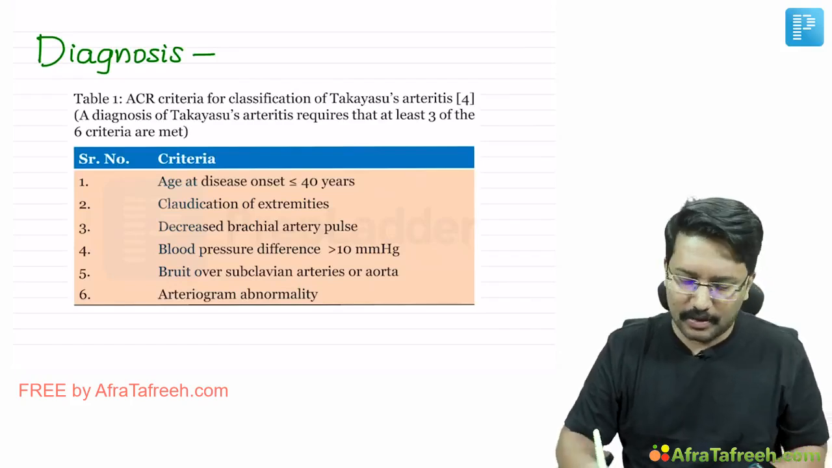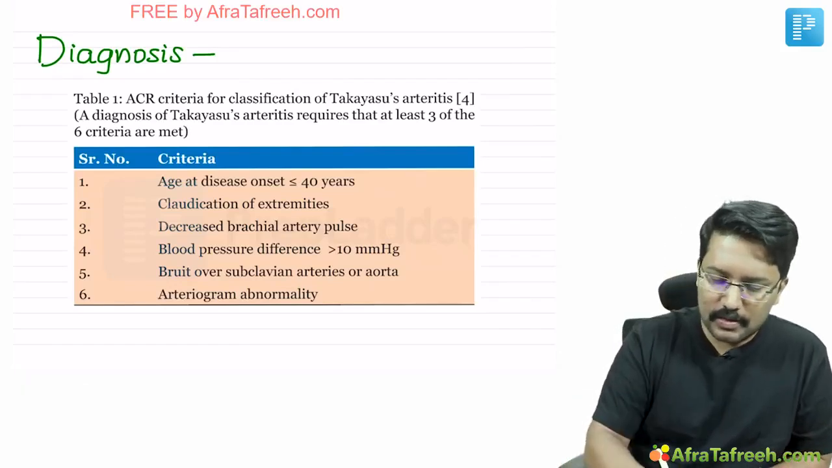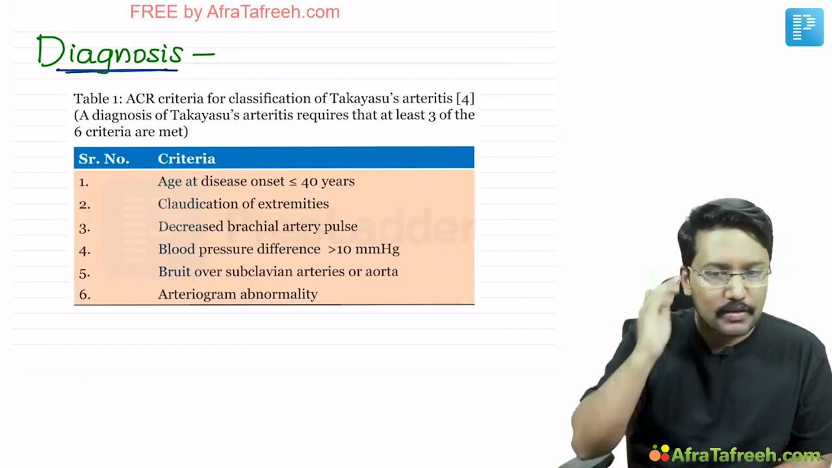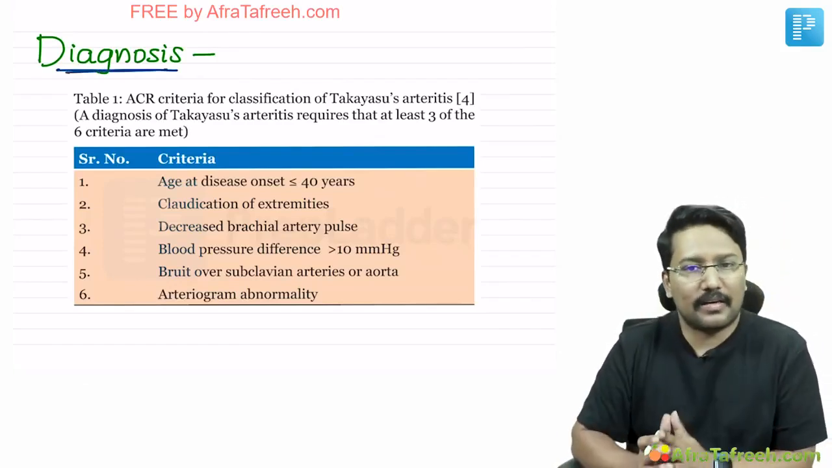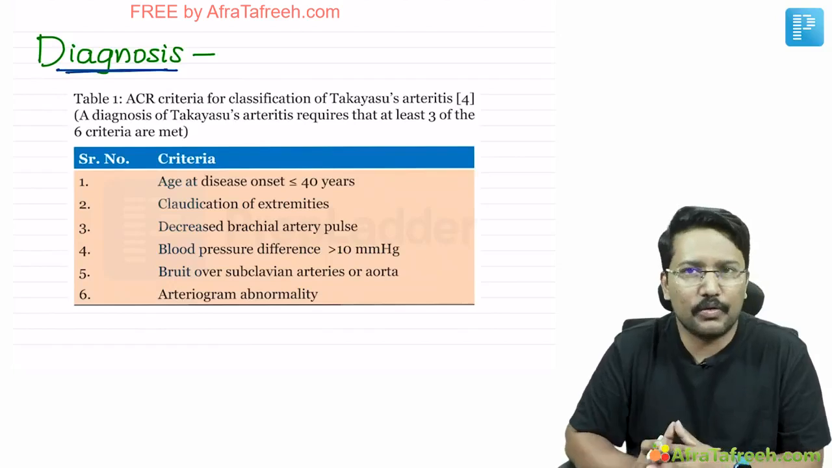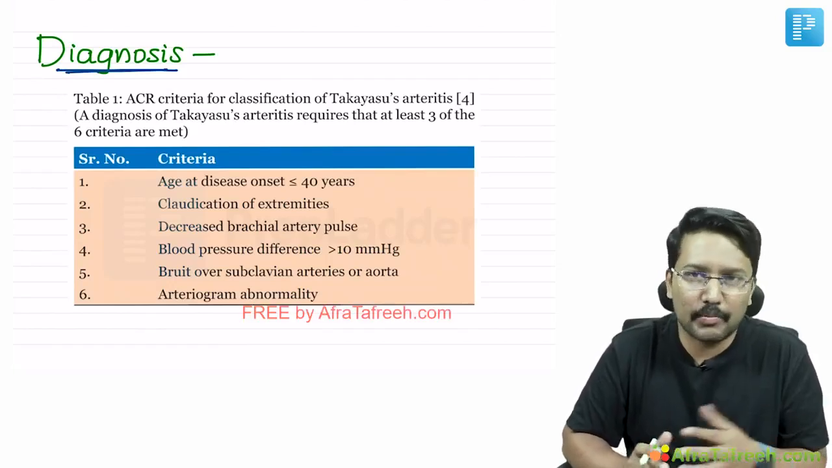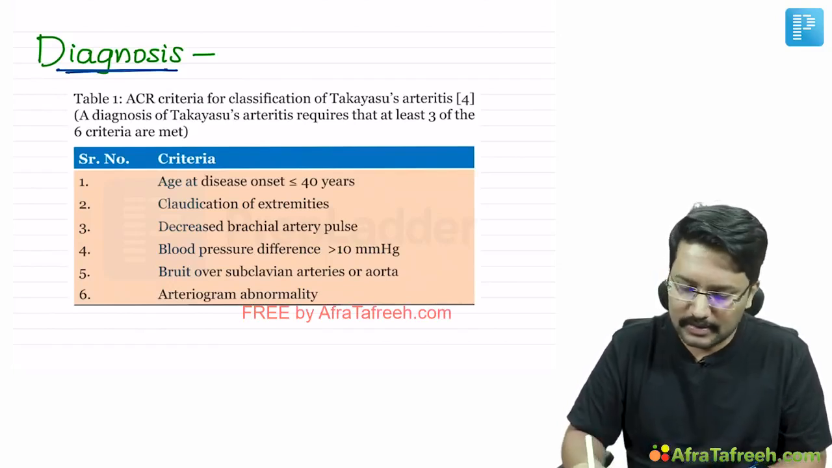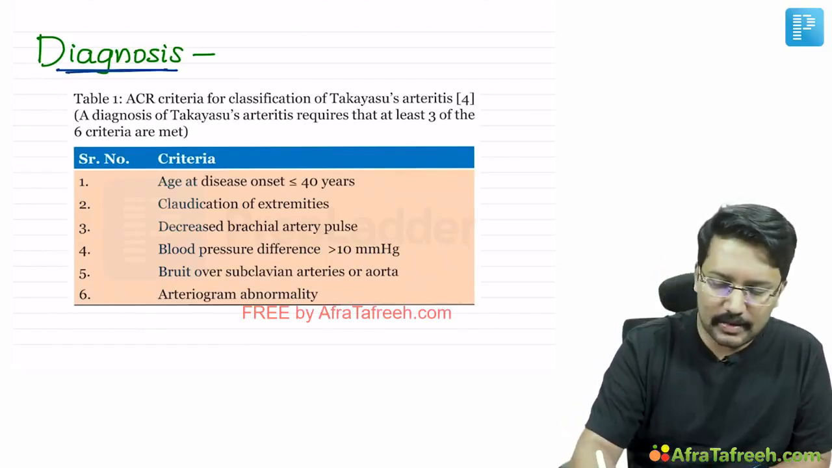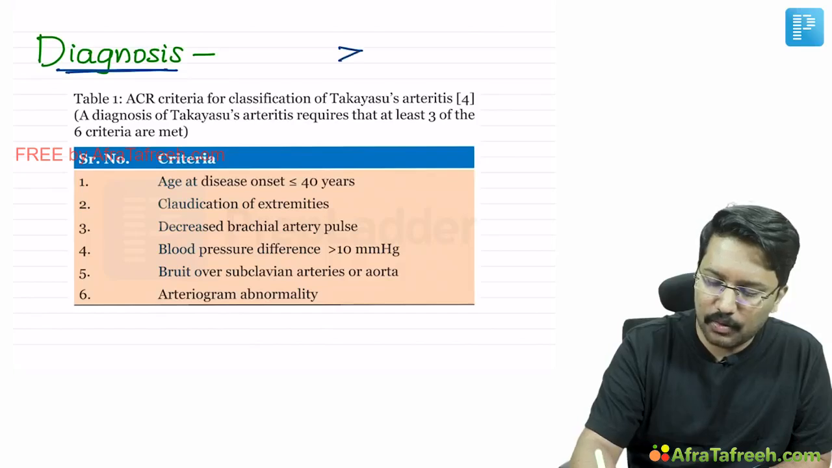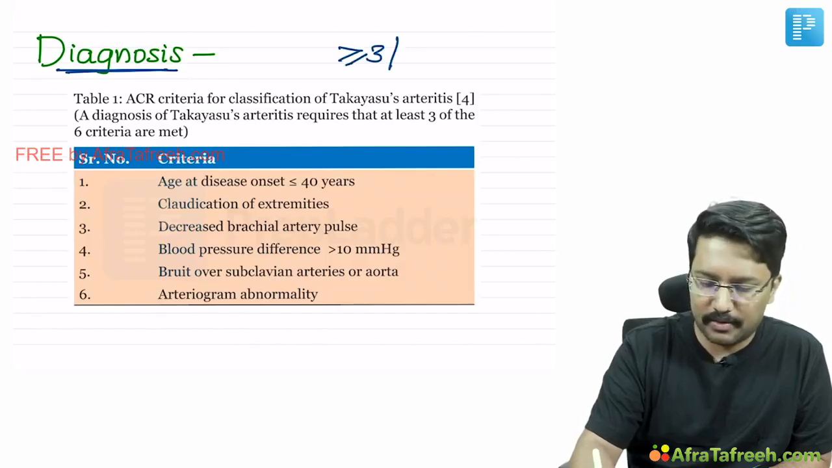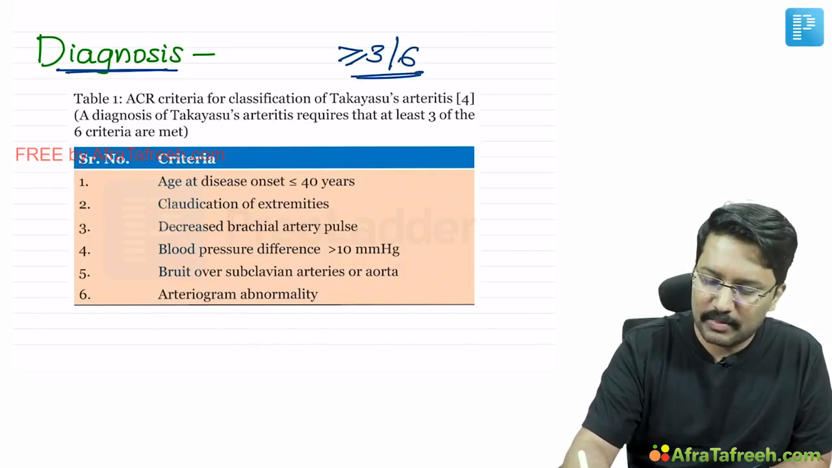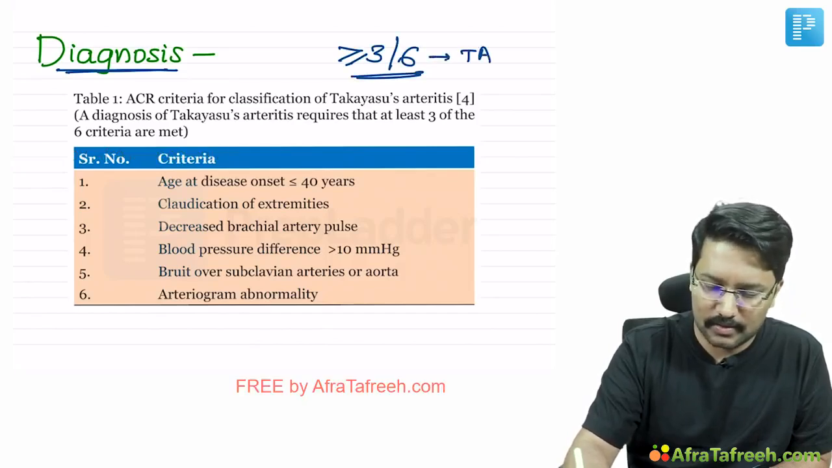Okay, now let us talk about the diagnosis. For diagnosis, there is the 1990 ACR classification criteria, which is routinely used by physicians for diagnosis or as a guiding principle for diagnosis. So what does this criteria talk about? It says that among the 6 criteria mentioned, if 3 or more criteria are met out of 6, the case can be classified as Takayasu arteritis.